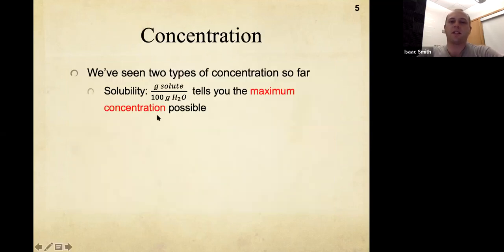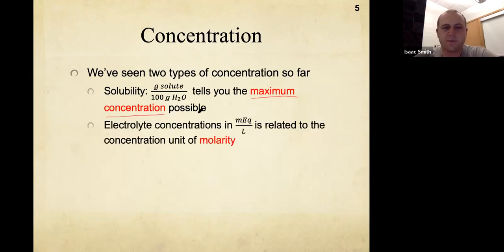Okay, so far we've seen two types of concentration. In the last lecture, we talked about solubility, which is basically the maximum concentration of a given substance. For example, we said sugar was 300 grams per 100 grams of water, which tells us the maximum amount of sugar we can dissolve in 100 grams of water. So that tells us basically what the maximum concentration possible is for a certain solute.